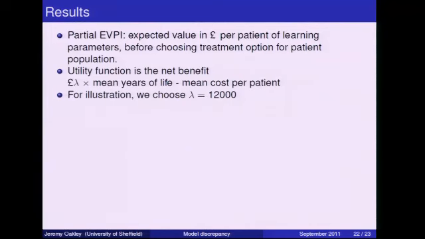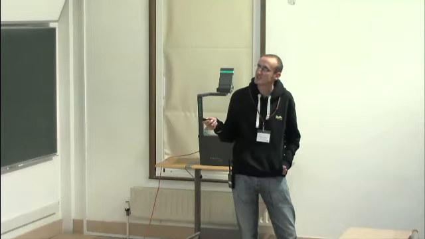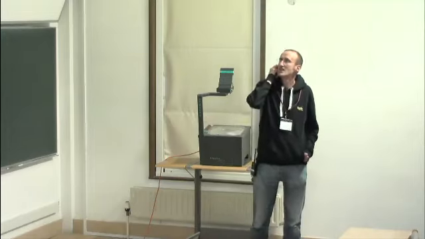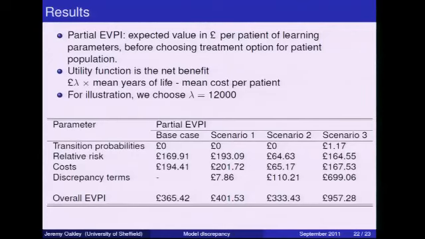So just to clarify the interpretation, when I'm talking about a partial EVPI, it would be the expected value, pounds per patient, of learning a particular group of parameters before you decide which treatment you're going to use for your patient population. The utility we're working with is a net benefit: we're going to use an exchange rate lambda of £12,000 times the mean number of years of life you're expected to get on a particular treatment minus the mean cost. I'm just going to choose this for illustration. So the sort of things you might get out of it are the following.